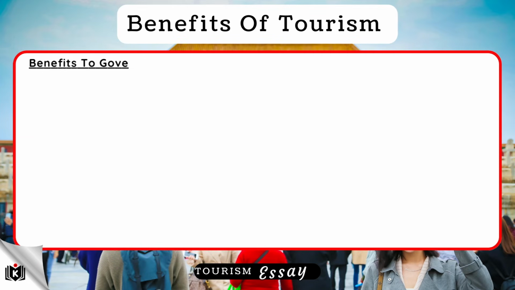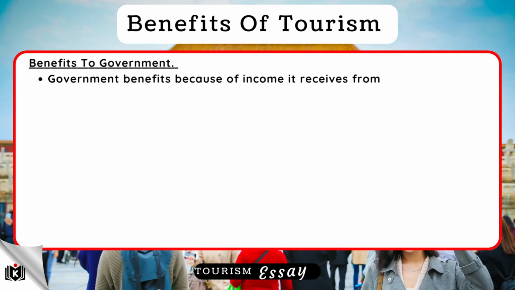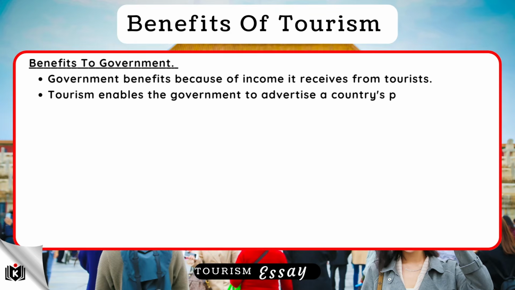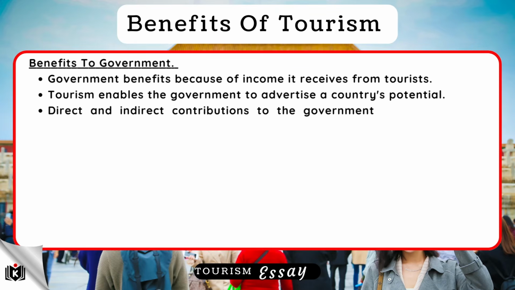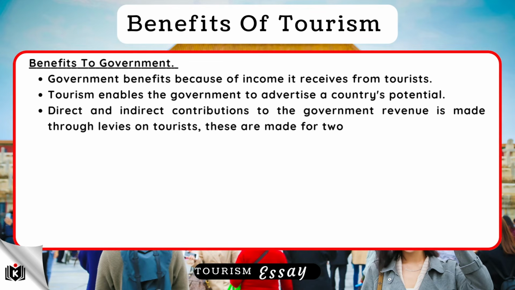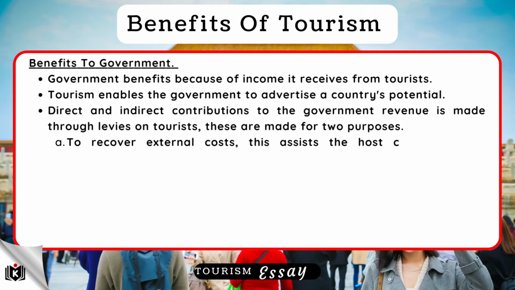Benefits to government. Government benefits because of income it receives from tourists. Tourism enables the government to advertise a country's potential. Direct and indirect contributions to government revenue are made through levies on tourists. These are made for two purposes. To recover external costs, this assists the host community for providing infrastructure.